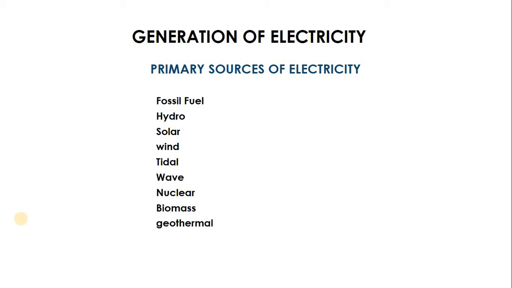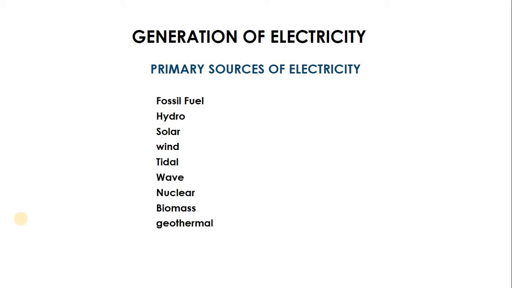So we have some of them, as you can see, listed. All the primary sources of electricity here: fossil fuel, hydro, solar, wind, tidal, wave, nuclear, biomass, and geothermal. Before we look at them in detail and how they are used in generating electricity, it is important to note that these primary sources of electricity can be classified as either renewable or non-renewable.